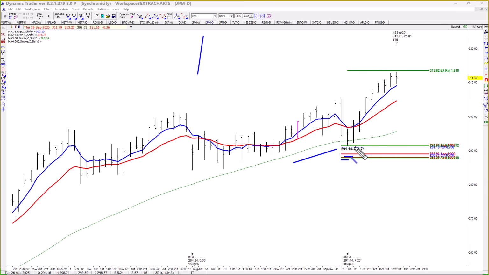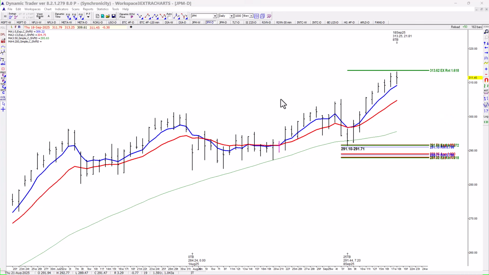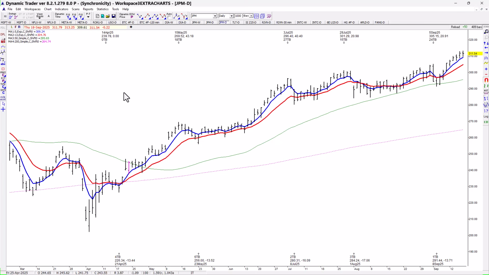But it hit, it held, it triggered on a lower time frame chart, and we've almost met two targets on the upside here. Okay, target number 2 is 313.62. We're just short of that. That's a rally of 21.81 so far. So we're going to go to a blank chart, and I'm going to show you how I came up with that. So here's the blank chart.